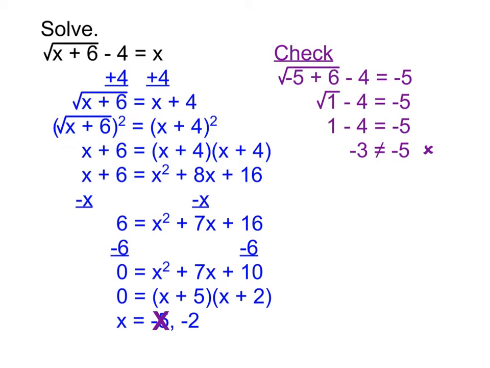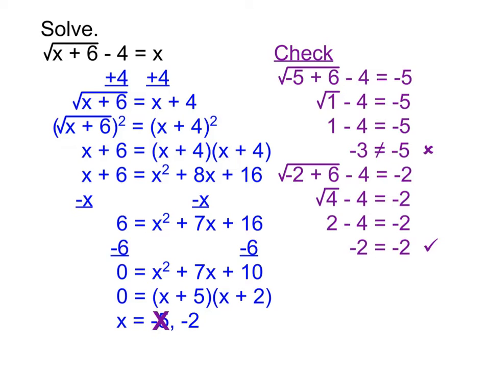Now remember, that's not enough to make a conclusion about the -2. Even with the first one not having worked, the second one might work or the second one might not work. We have to check it and find out. So I plug the -2 in for x once again, and then we check out to see what that gives us. In this case, -2 equals -2. So that one actually works out.